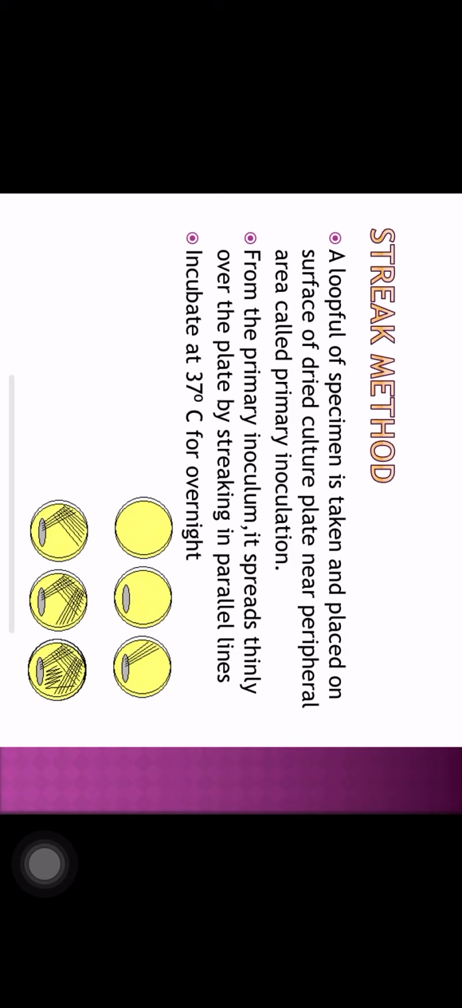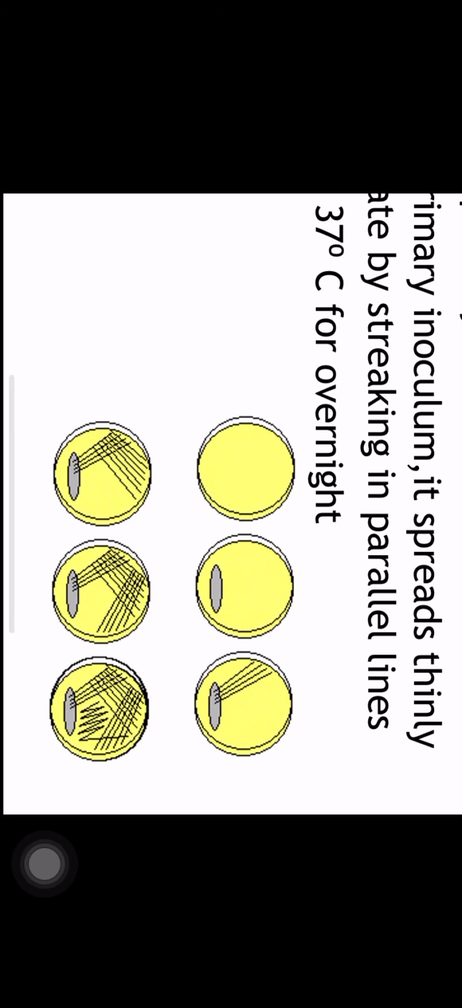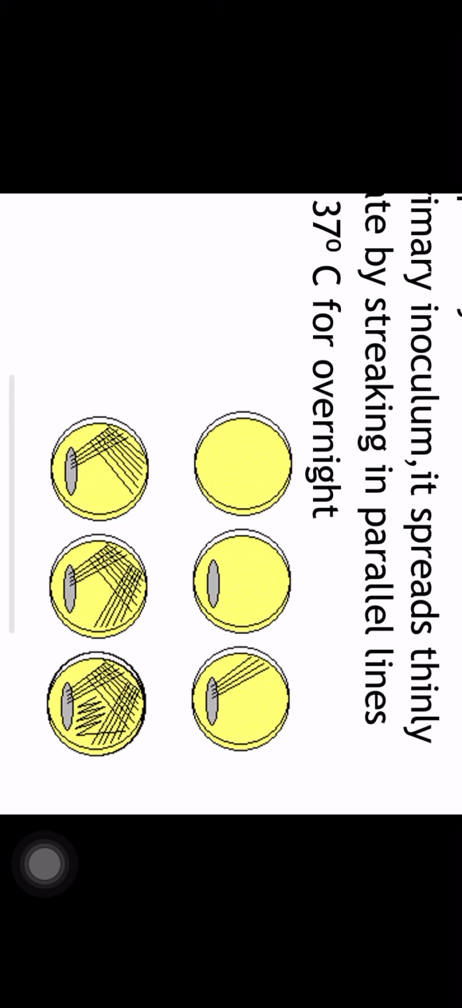After making a well on the petri dish, from the well 3 to 4 lines are taken out. 3 to 4 lines of inoculation are done from the well, as you can see in this figure. Then from the end of these lines, again 3 to 4 lines are created, and from the end of this second set of lines, a third set of inoculation lines is generated, and from that third set a fourth set is generated. This way the entire petri dish gets filled up with the organism.